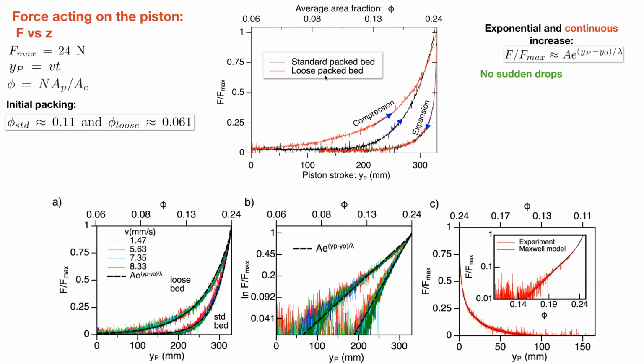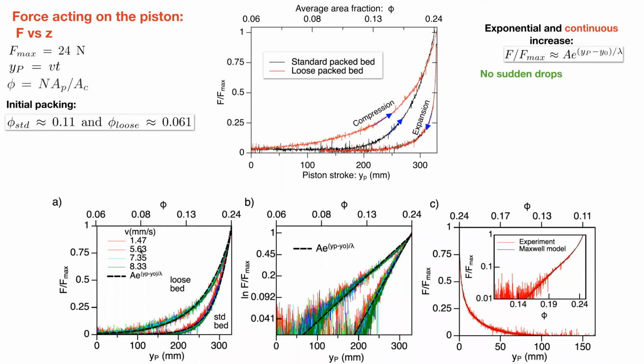But this is for the loose packed bed. For the standard packed bed, the compression starts when the piston stroke is larger, because the bed is more compacted. But then during the compression they follow a different curve. They reach a maximum at the same moment, and then they follow the same expansion curve. So here you can clearly see the hysteresis again in the system, related to this magnetic granular material. And it is independent of the compression rate for the values studied in this experiment.